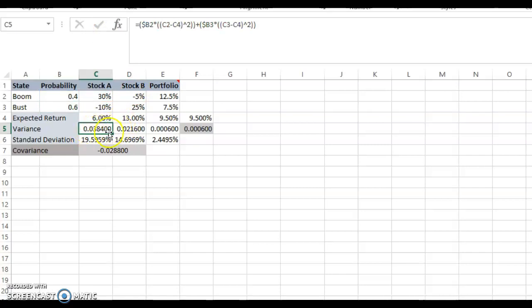The variance is given in decimal here, not in percentage square. In decimal, so it's 0.03840. Now the standard deviation is simply the square root of this. You take the square root of 0.03840, you get this answer. And now this is in percentage, 19.5959%, to 4 decimal points.